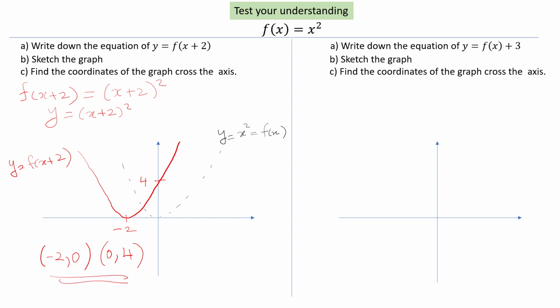Next one, y equals f(x) plus 3. The constant is outside the bracket. So x is not going to change. So x squared is the same, plus 3.